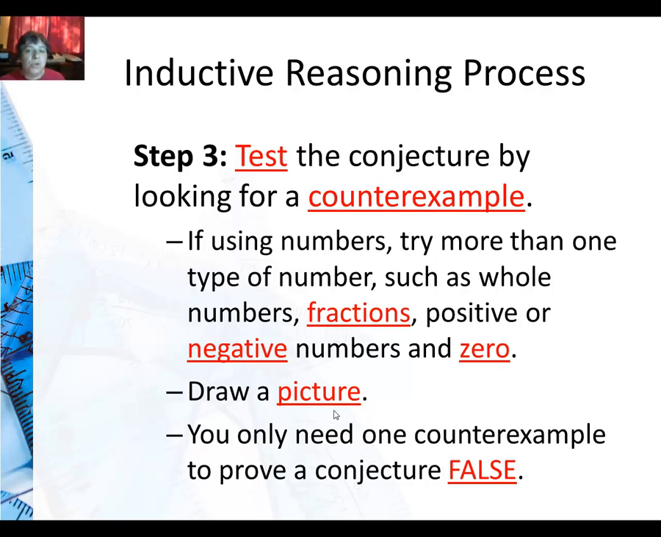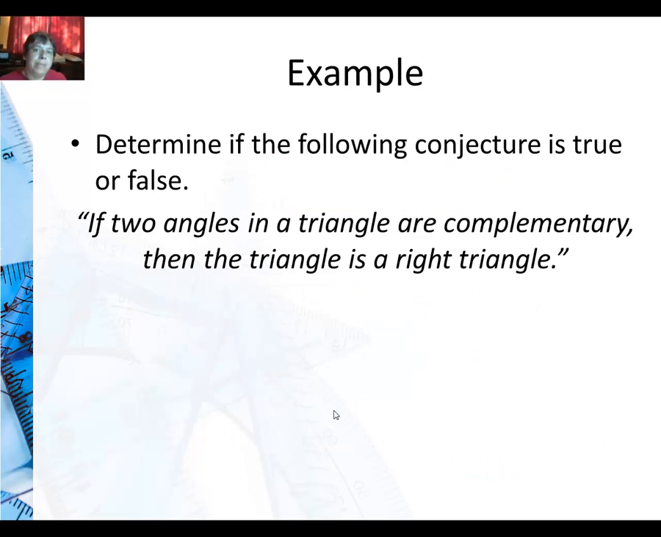If using numbers, try more than one type of number, such as a whole number, a fraction, a negative number, or 0. Also try drawing a picture. You only need one counterexample to prove a conjecture false. So to prove that not all birds fly, all you have to do is tell me about the ostrich. You don't have to tell me about the penguin.